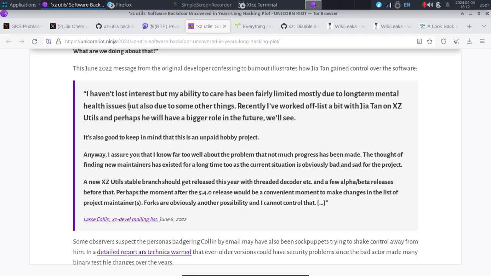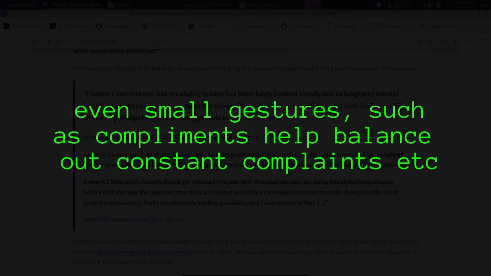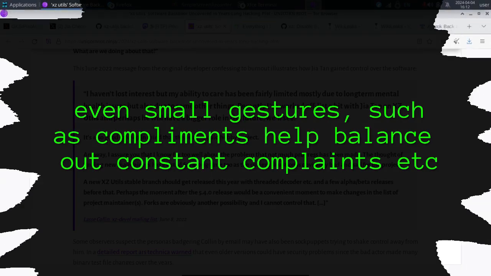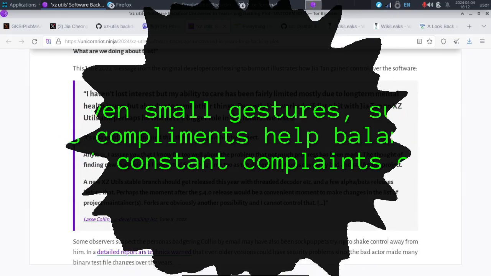So if you have an open source project that you really love and you want to see stick around, I always encourage making a donation, even if it's a small donation. And if you don't have the finances to donate, send a compliment.